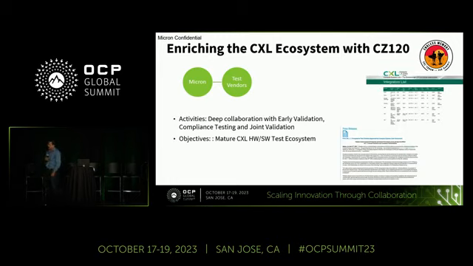And the last one in the ecosystem is the test vendors. We are part of the memory vendors in the CXL integrator list. We work actively with the software and hardware test vendors. So the goal, again, is to have a mature hardware, software test ecosystem. We are working with deep collaboration on early validation, compliance testing, and joint validation.